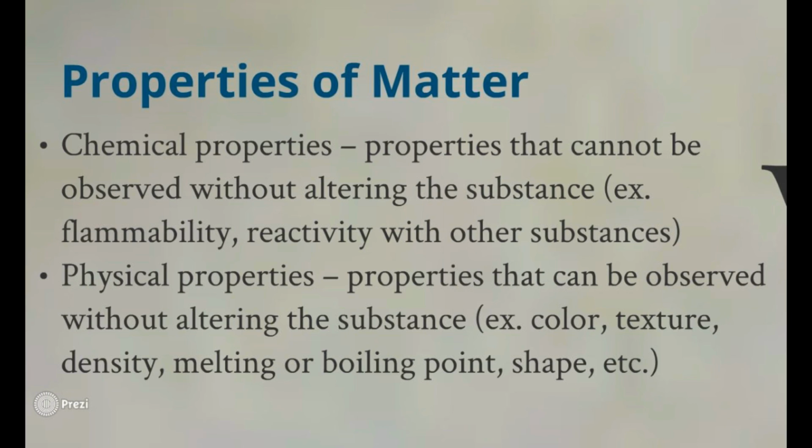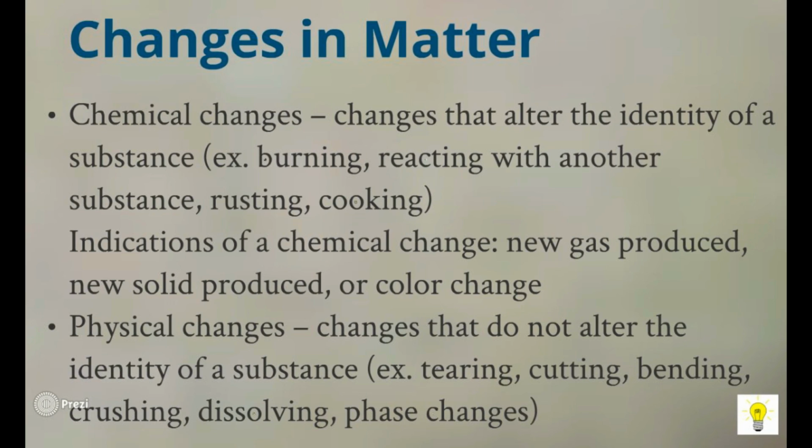Physical properties, though, are more things that can be observed without altering the substance. In other words, the color, the texture, density, melting or boiling, shape, more tangible, I would say. These are things that you can actually see, touch, smell, things like that. So we need to make sure we get the examples. Actually, those are more important. This is a little bit easier to understand because you can visualize these. And yes, the things in the parentheses are very important.